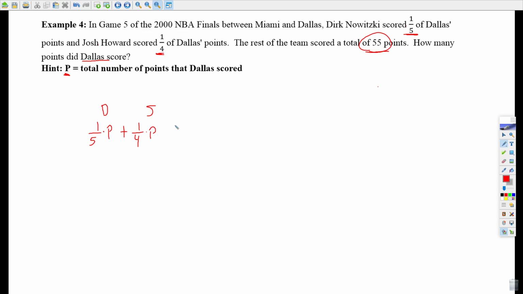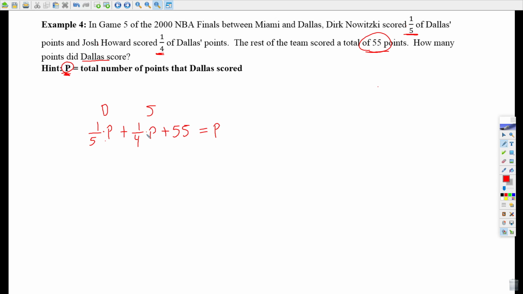So together, everybody else who was playing, they scored a combined points total of 55. So we're going to add 55. So the fraction amount that Dirk had and the fraction amount that Josh had plus the 55 should equal the total number of points that Dallas scored. And what letter is that up here? It's just P. So equals P. So all these together combined should give the total number of points that Dallas scored.